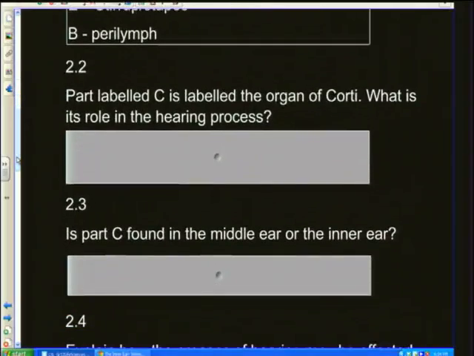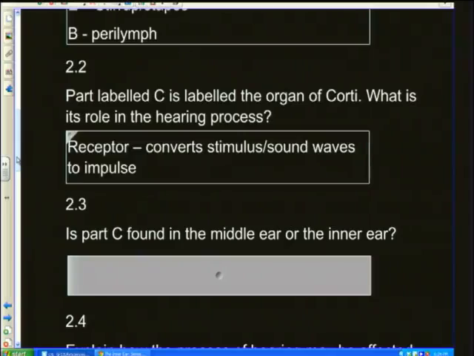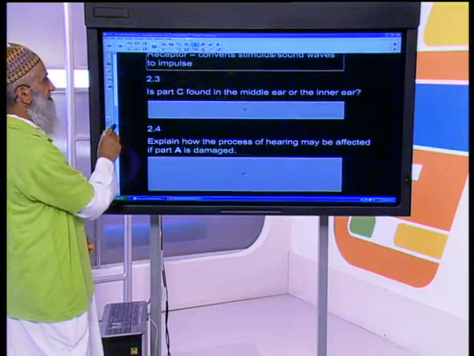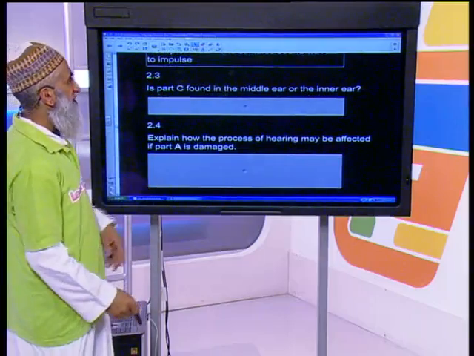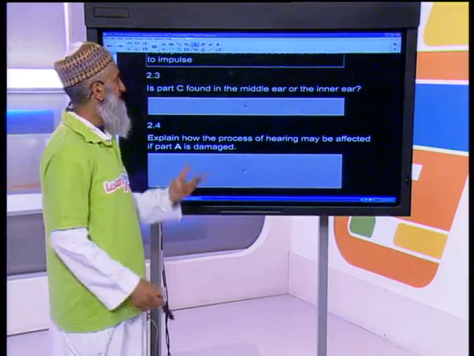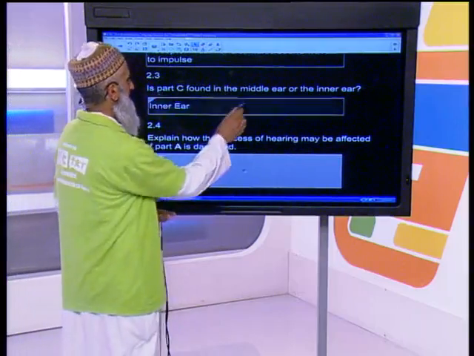All right. Part labeled C is labeled the organ of Corti. What is its role in the hearing process? The organ of Corti, as I said earlier, is the receptor. So therefore, it converts stimulus or sound waves to an impulse. Is part C found in the middle ear or the inner ear? This part C, the organ of Corti, where is it found? Obvious, the inner ear, we explained that earlier.